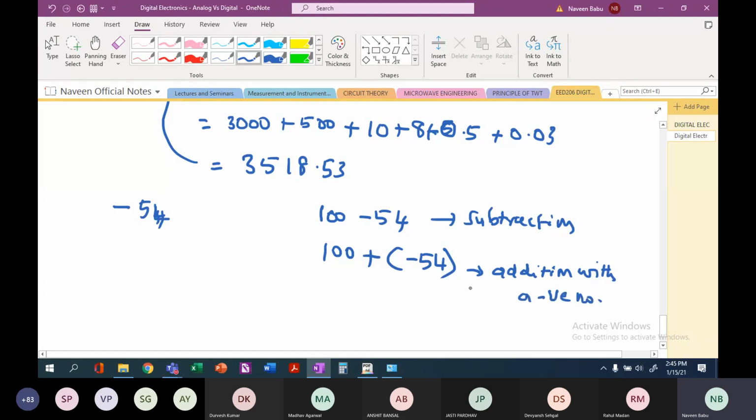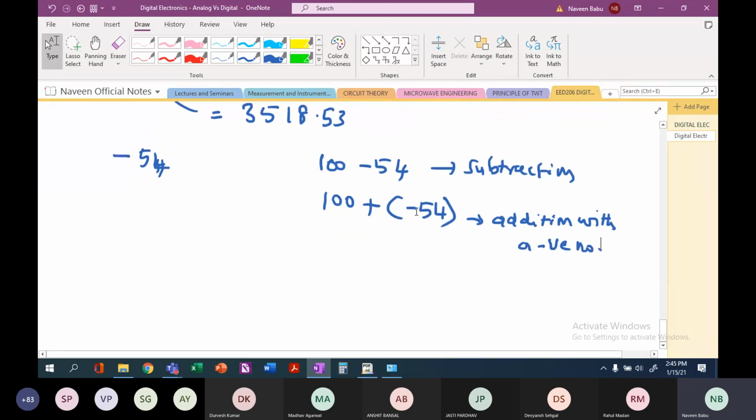So that is the difference. Even your computers will not do subtraction, but they will do addition with a negative number. So what we should do is convert this negative number into an equivalent positive number. That is called the complement number, right? We call converting these negative numbers into equivalent positive numbers complement numbers.